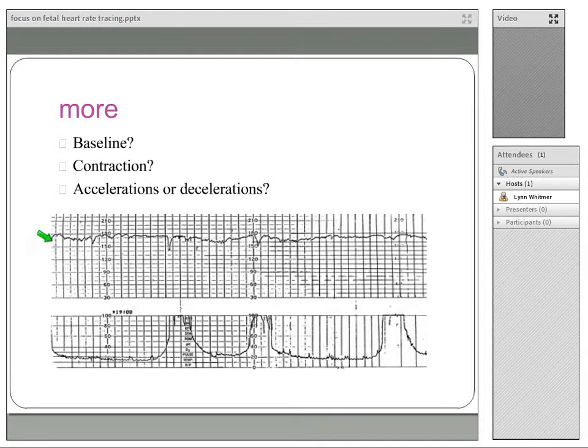This is an XL. This is an XL. This is the start of an XL. A little bit here. So yes, this baby has some accelerations, which is a very good point.